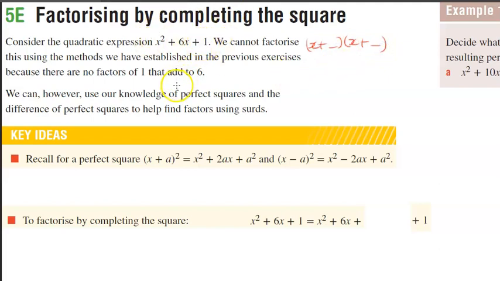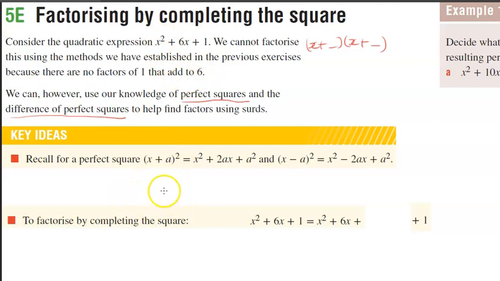Now there is a way around it. We can use our knowledge of perfect squares and the difference of perfect squares to help find factors using surds. I know some of you cringe at the word surds because it can get quite confusing, but it's not entirely too tricky. There are a few steps involved, and we'll run through a couple of examples so you can get the gist of it.